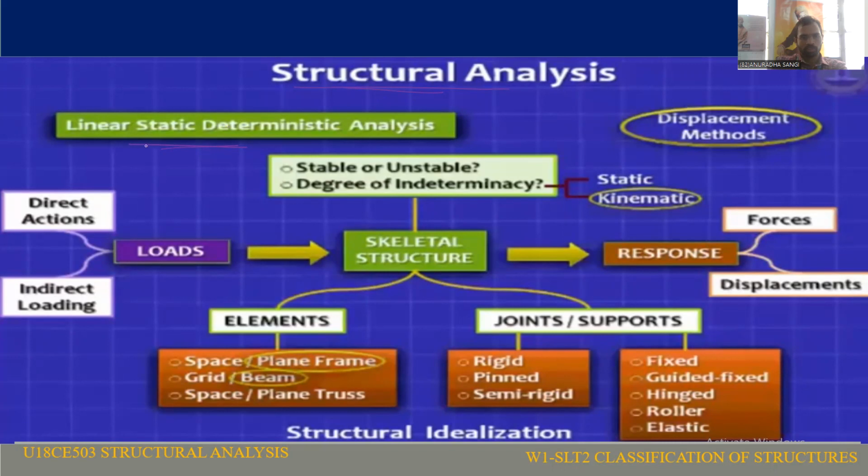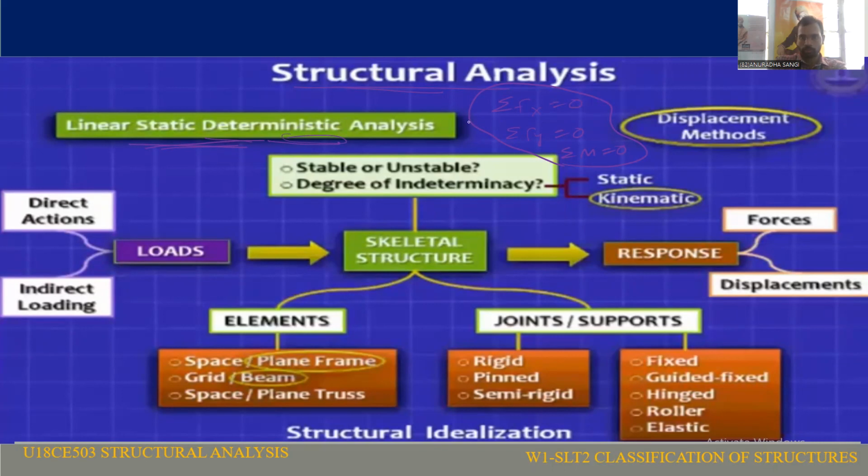For a determinate structure, we can analyze by using a linear static determinate analysis. An indeterminate structure we can analyze in two ways, that is by using the force method of approach and the displacement method of approach. In the deterministic approach, you can use only three static equilibrium equations for analyzing the structure, that is sigma Fx equal to 0, sigma Fy equal to 0, and summation of moments equal to 0. So by using these three static equilibrium equations, if you are able to analyze the structure, then it is called a static and determinate structure.